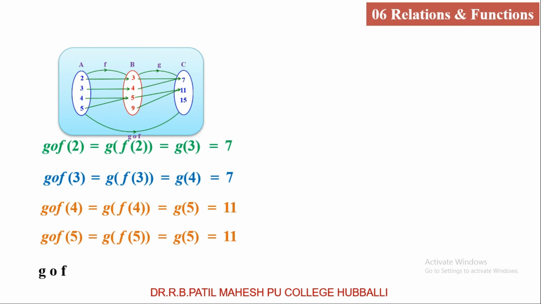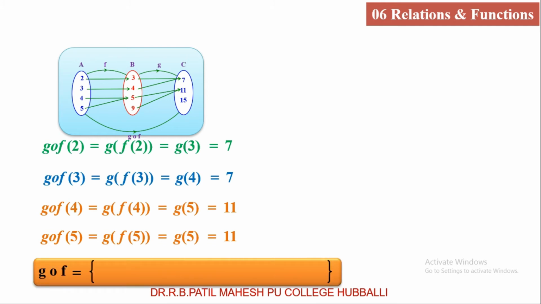So finally you can write G composition F is equal to, it is a set, 2 is related to 7. So the first ordered pair I should write as (2, 7). Then 3 under G composition F is related to 7, so (3, 7). And then (4, 11). Hope you are understanding. Then (5, 11). So these are the ordered pairs in G composition F that you can see here: (2, 7), (3, 7), (4, 11), (5, 11). Hence we got G composition F. This is a basic problem, students, to understand G composition F.